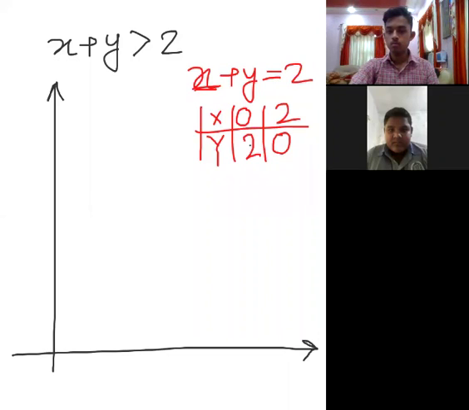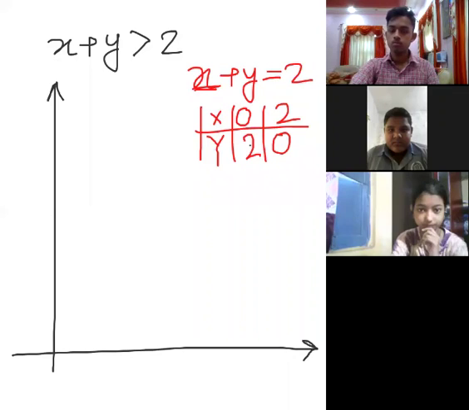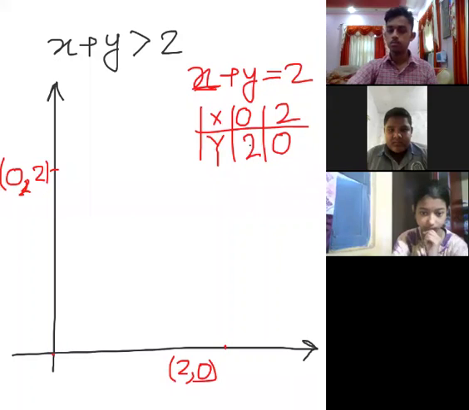Once x is 0, then y is 2. When y is 0, x will be 2. So just think, we are going to put it on the graph sheet. When x is 0, the value of y will be 2. It will be the point (0, 2). When y is 0, x will be 2. Join these 2 points, and we will be able to make the line.